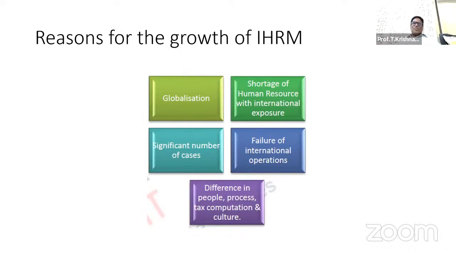Then the next thing that you need to think about is shortage of human resource with international exposure. There are two things I talk about. Having ability is something. Second one is willingness to move. These are the two important things. Some people who are willing to move don't have abilities. And the people who have these abilities are not willing to move. And there is a dearth of human resources.